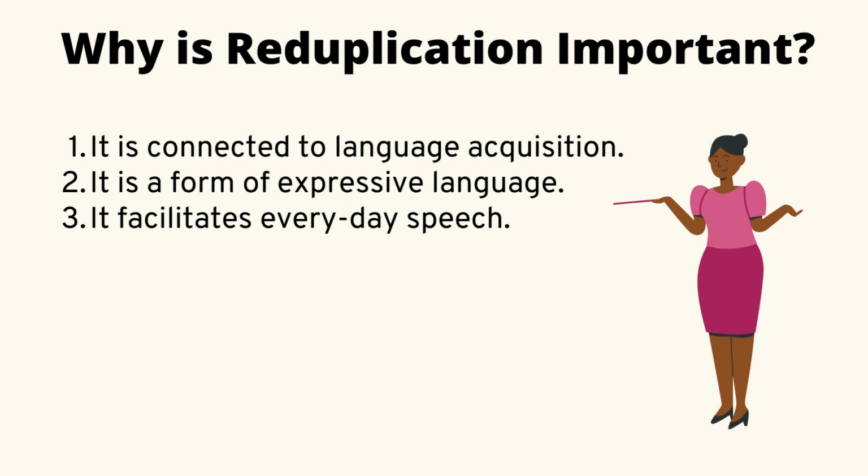But wait, that's not all. Reduplication could also be described as expressive language. It is used in nursery rhymes. For instance, think about a sentence you would probably hear in a nursery rhyme. It would be something like this. The choo-choo train went around the block. In that sentence, the choo-choo would be the reduplicant.